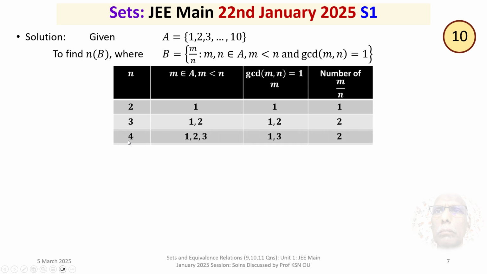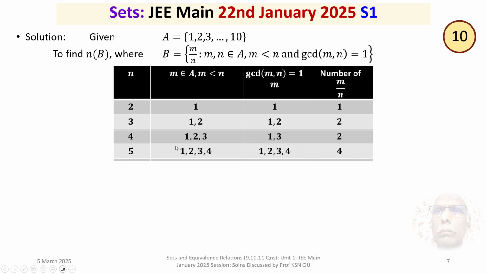Now n is 4. All the elements in A less than 4: 1, 2, 3. Now, what are the elements which are relatively prime? GCD of 4 and 1 is 1. GCD of 4 and 2 is not 1, therefore 2 is not considered here. And GCD of 4 and 3 is 1, therefore 3 qualifies. How many elements? 2 elements. The quotients are 1 by 4, 3 by 4. How many? 2. So now go to 5.